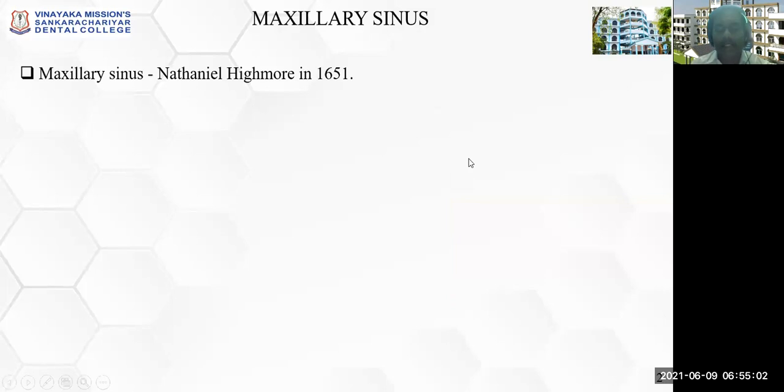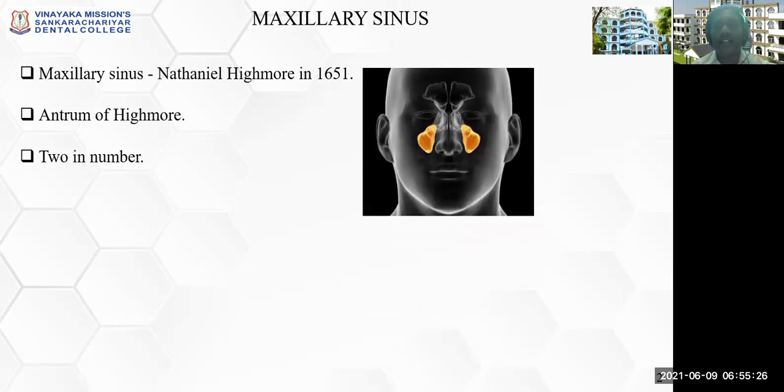Before going into oroantral fistula, we'll be seeing about the maxillary sinus, because that's where the oroantral fistula occurs. So you should know about the maxillary sinus. It was basically described by Nathaniel Highmore in 1651. That's why it's called the antrum of Highmore. You have two maxillary sinuses. It's a paired sinus on either side of the face. You can see that in the picture, and it is the largest among the paranasal air sinuses.